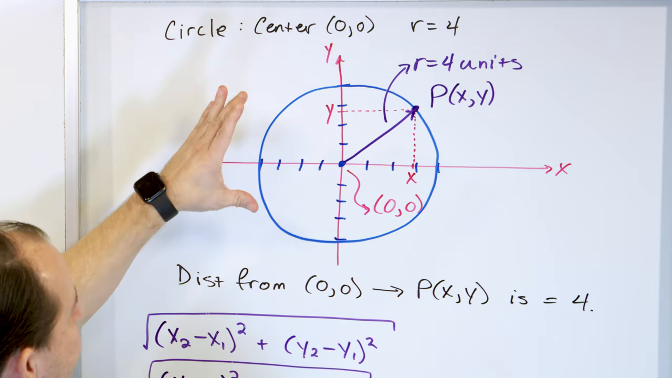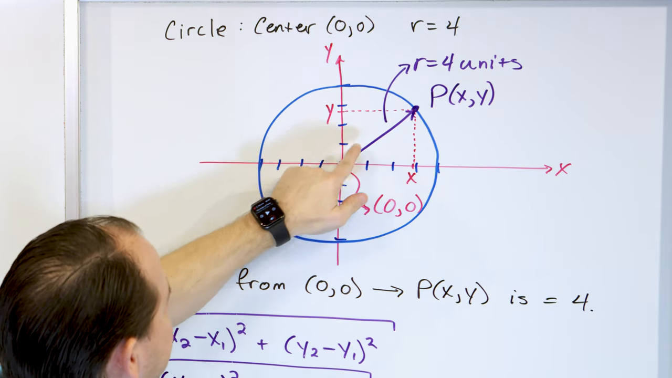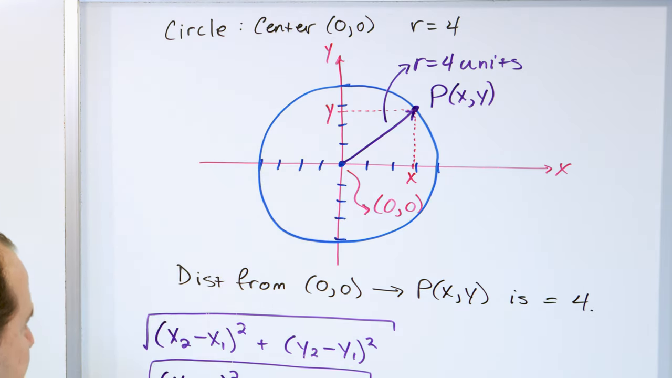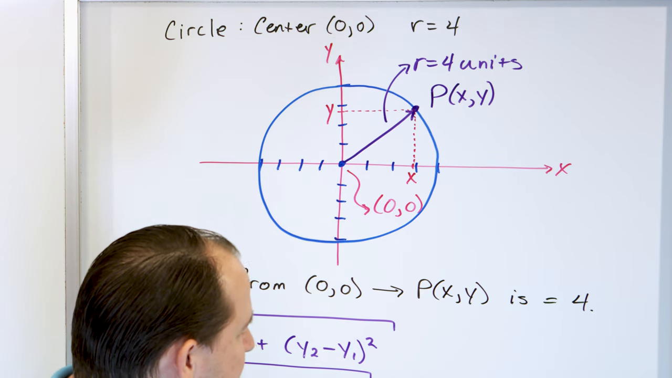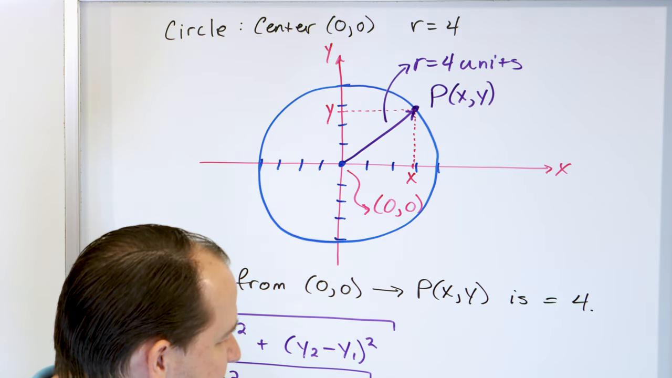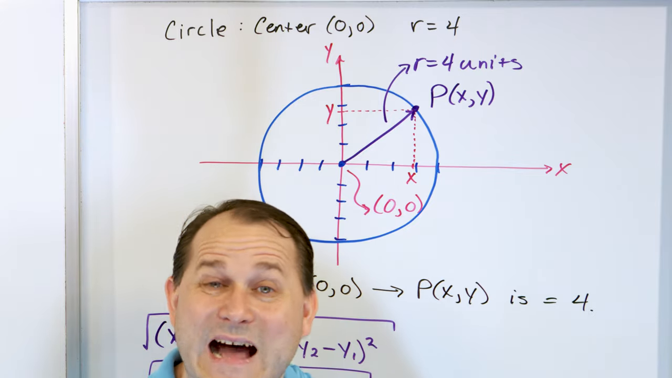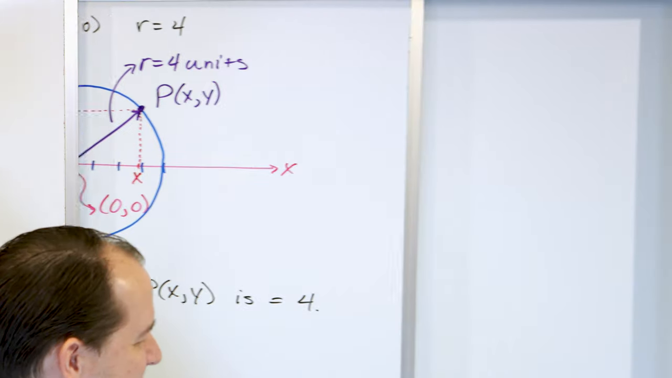Now, I went from a circle centered at the origin with a radius of 4, and we figured out what the equation of the circle must be, so we can generalize. This is why the equation of a circle looks like this. But what if the circle is not centered at 0, 0? Let's quickly do that. If you can understand that, which I know all of you can, then the next one is not hard at all.